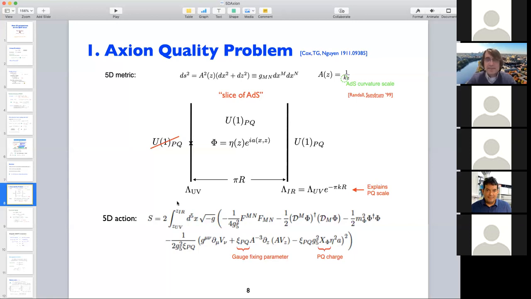quantum gravity. So here's the Lagrangian. There's a bulk vector field, a bulk scalar field, and the axion. Here's the axion. The axion is going to be part of this bulk scalar. So you can now go ahead and solve this model and look for the axion.